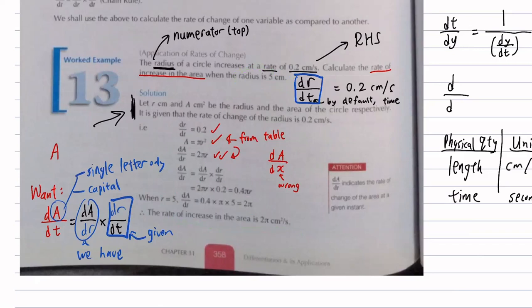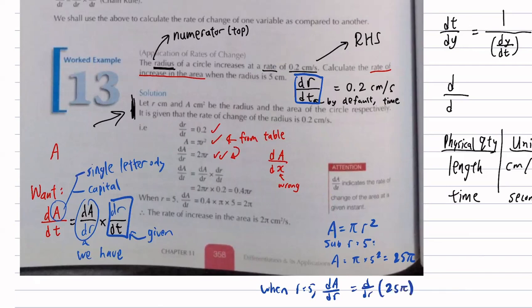Now take note, you do not substitute the radius at the beginning. What some of my students did before is A equals pi r squared. They see radius is 5 cm, they don't bother differentiating or anything, they just immediately sub r equals 5. Then A equals pi times 5 squared, 25 pi. Then dA by dr, when r equals 5, just differentiate 25 pi. But as a constant, differentiate, you get 0. So the answer is 0 cm squared per second.